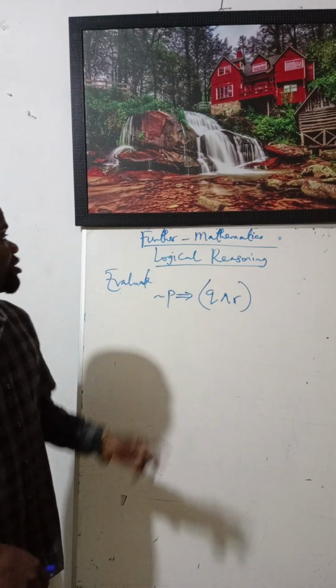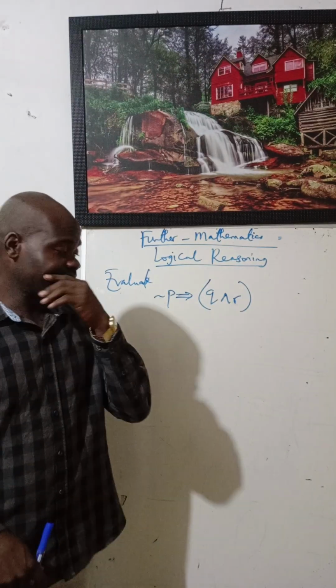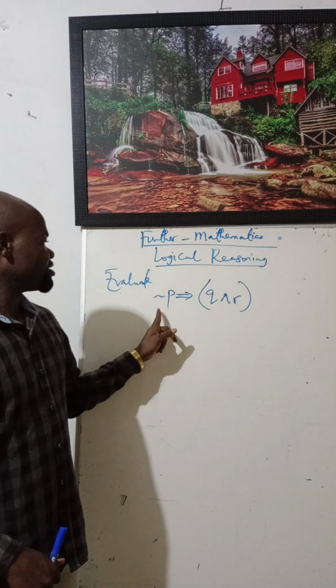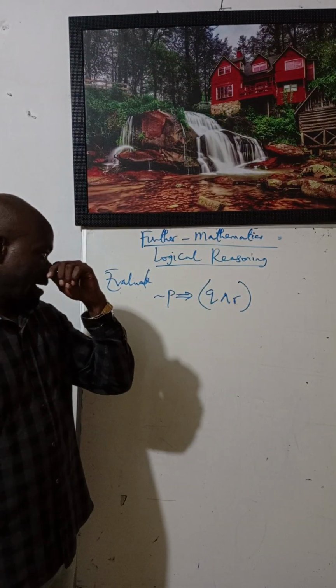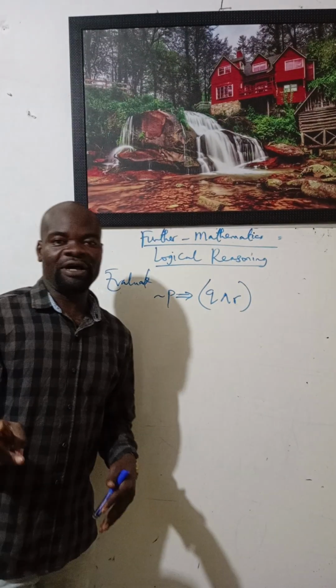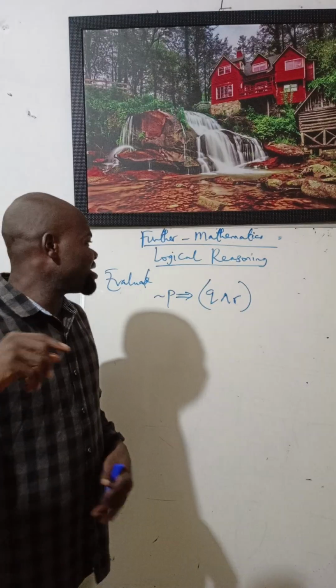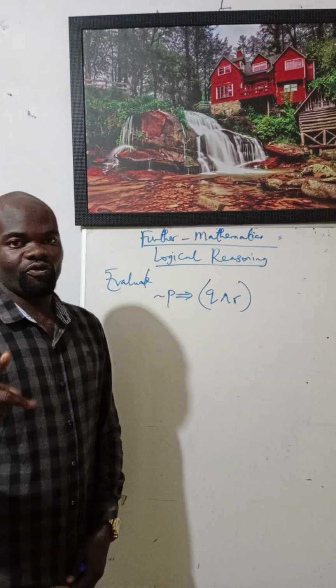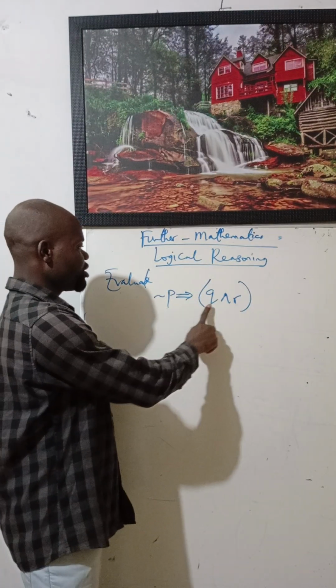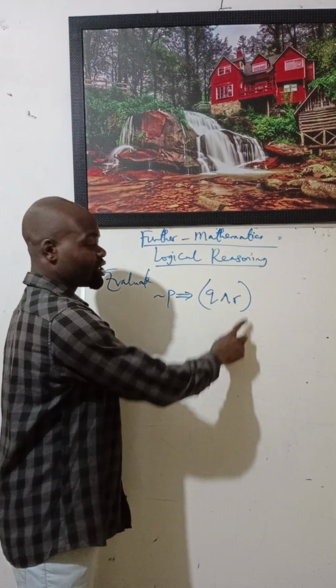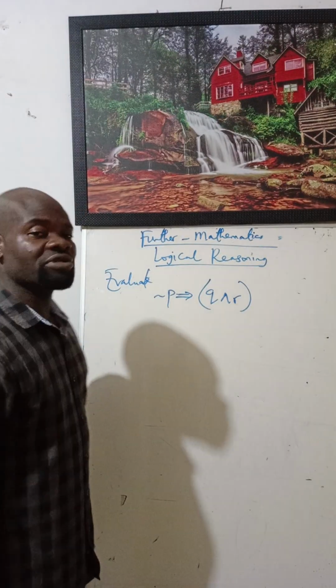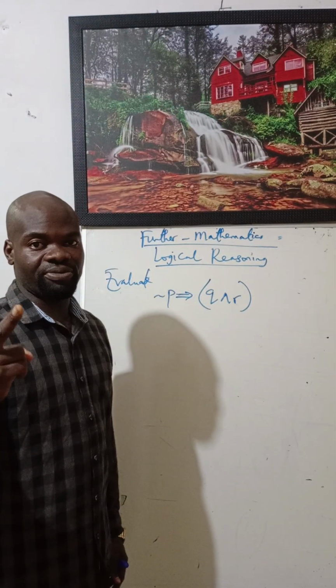So once you look at this logical reasoning question in further mathematics, say evaluate this. Firstly, you have to know your number of statements. How many logical statements do we have? We have three: P, Q, and R. One, two, three. The second thing we're going to do is draw what we call a truth table.